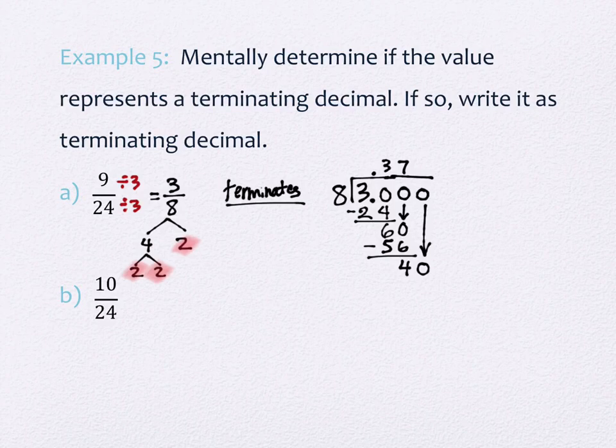8 goes into 40 how many times? 5. And we all breathed a sigh of relief because 5 times 8 is 40, leaving us with a remainder of 0. Now I'm done. All right, the 0 right here tells me I'm done. And it tells me my answer up here is 375 thousandths.